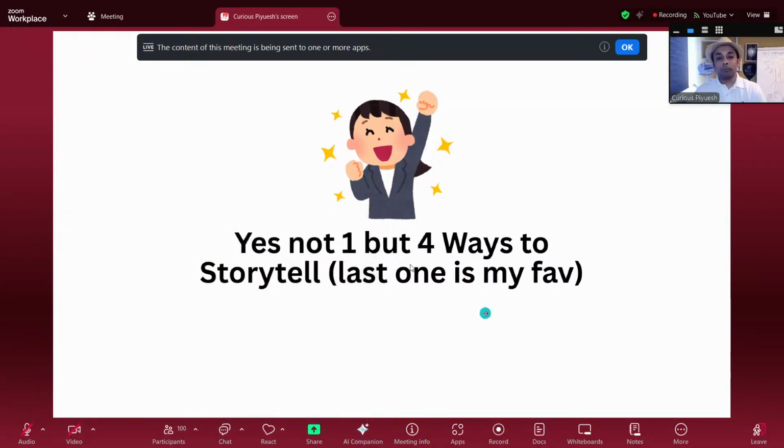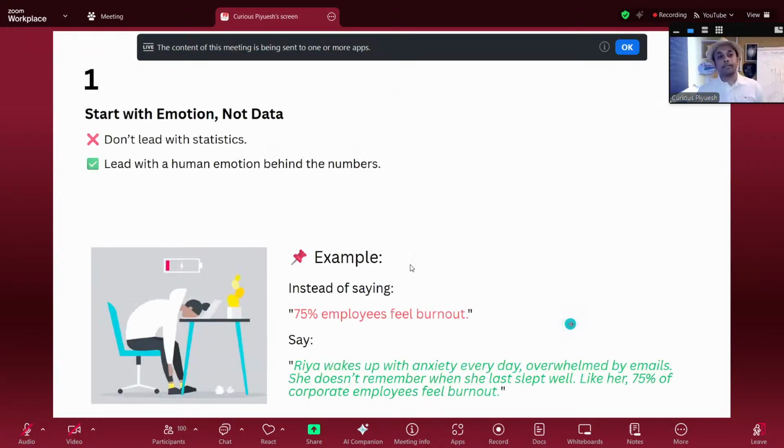Okay. The first way is, look at this, and I'll show you examples today. The first way is start with emotions, not data. Which means, even if let's say you have data to show, and by data I don't mean just numbers.